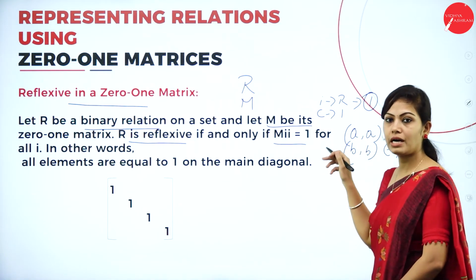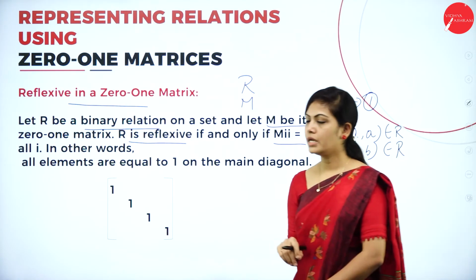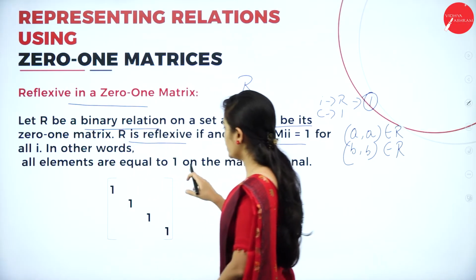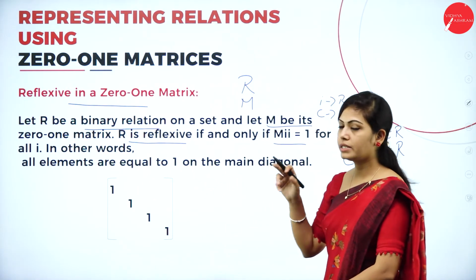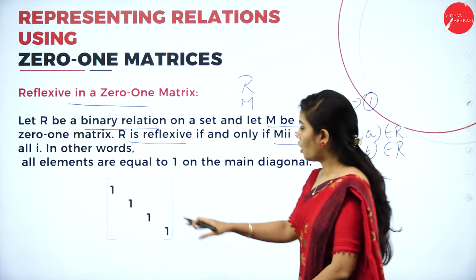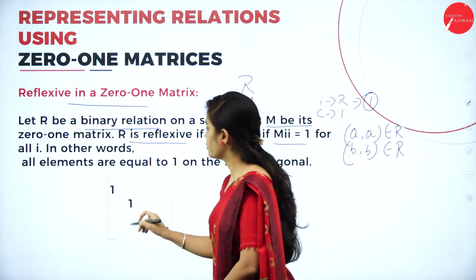Reflexive means both the values are same. AA belongs to R, BB belongs to R. In a 0-1 matrix, we can represent this when all elements on the main diagonal are equal to 1. Then we can call it a reflexive relation. If all the diagonal values are 1, then it is reflexive.